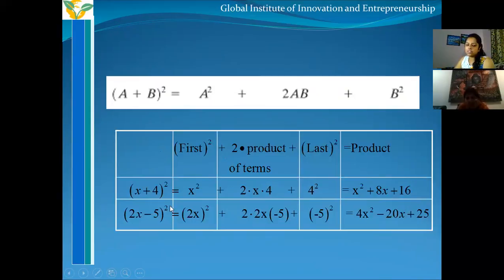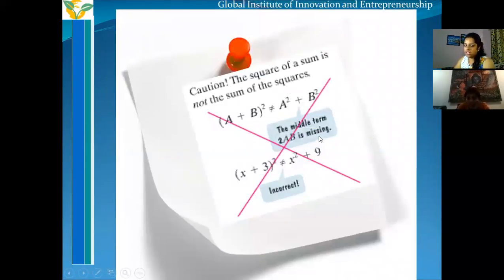Next is 2x minus 5 the whole square. You all know that I have taught you a plus b whole square here, right? We have one more identity in algebra, that is a minus b whole square can be written as a square minus 2ab plus b square. I can use that formula and I can get the answer for that.